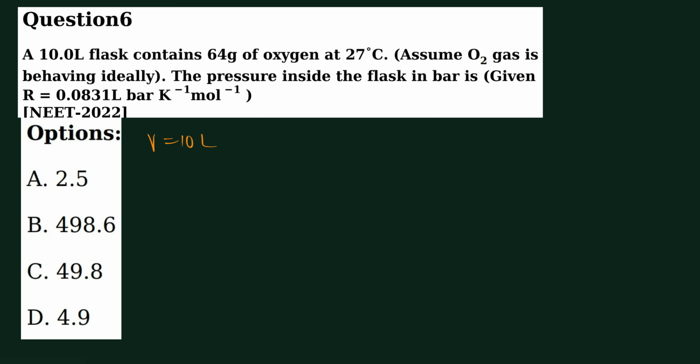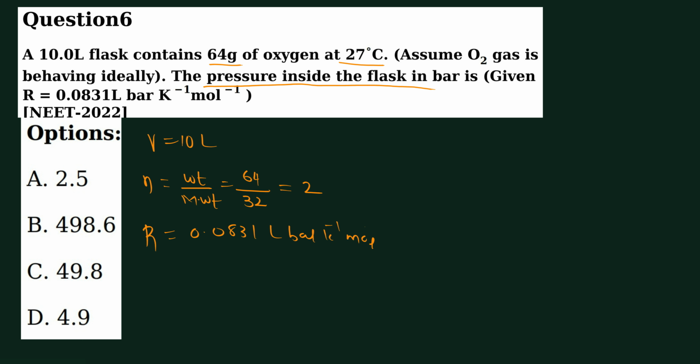Here we have a 10-liter flask. What is the volume of the flask? The volume of the flask is 10 liters. It contains 64 grams of oxygen at 27 degrees Celsius. We need to find the pressure inside the flask in bar. So you find the number of moles. Number of moles equals weight by molecular weight. Here the weight is 64 and the molecular weight of oxygen is 32. 64 by 32 is how much? 2. The n value is 2.